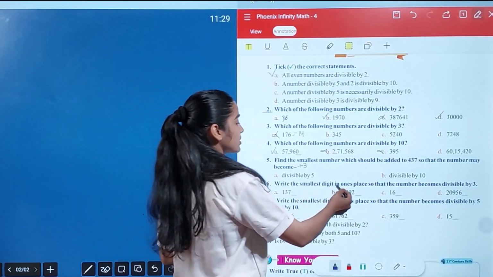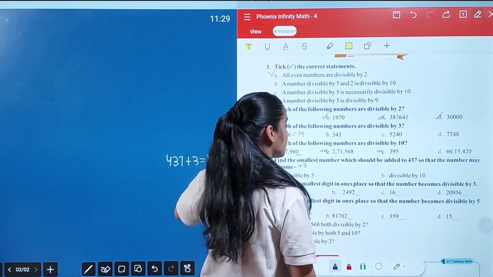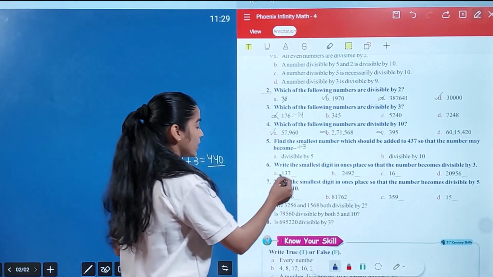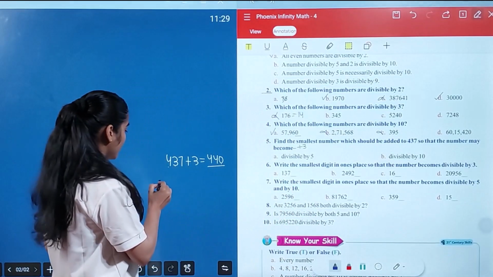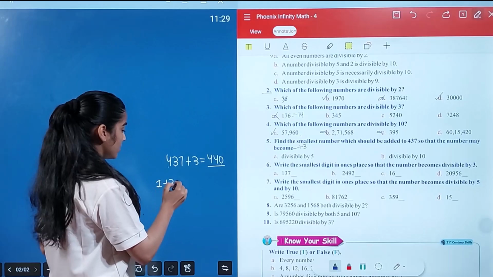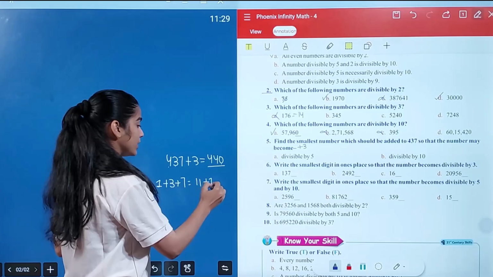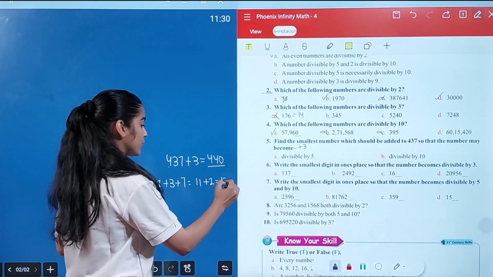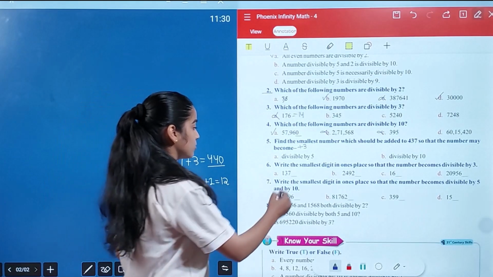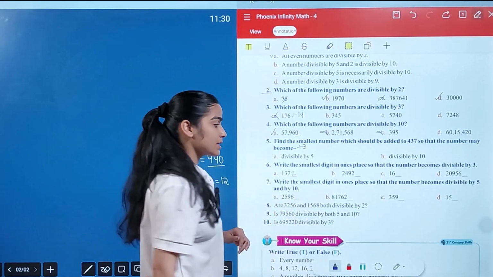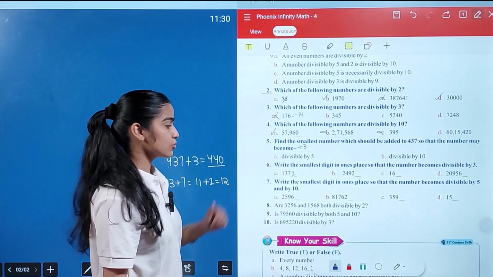Now write the smallest digit in ones place so that the number becomes divisible by 3. So 137: 1 plus 3 plus 7 is equal to 11. So if I add 1 to this, then I have 12, which is divisible by 3. So what do I have to write here? 1. Similarly, you have to do the rest of the questions you have.